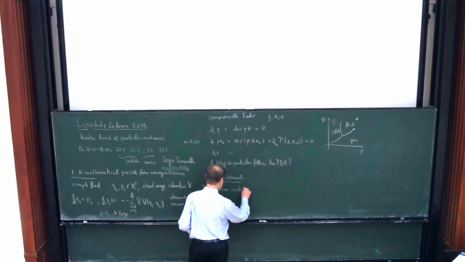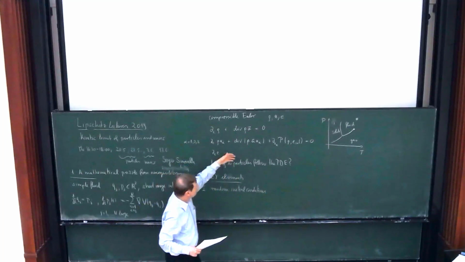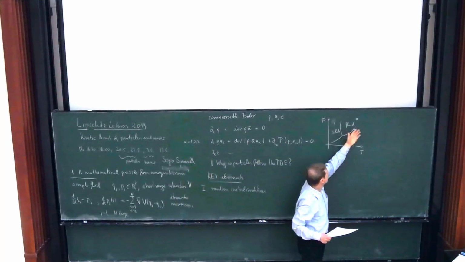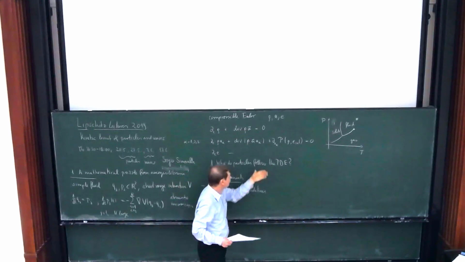I told you already that if I even attempt to derive these equations, I better make sure that I'm somewhere up in this phase diagram. By this I mean that my initial state must have some similarity to the Gibbs state, which corresponds to these particular parameters, pressure and temperature. And so, even if I only want to talk about this, automatically I will have random initial conditions.